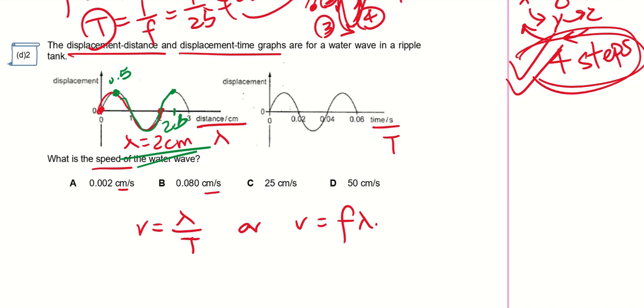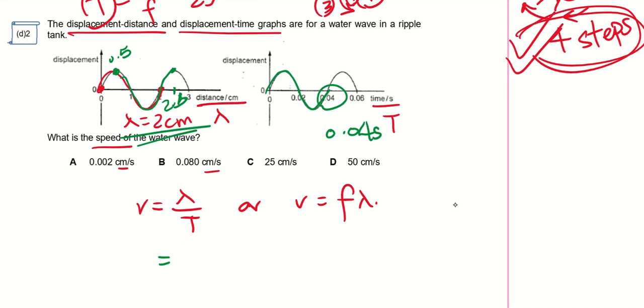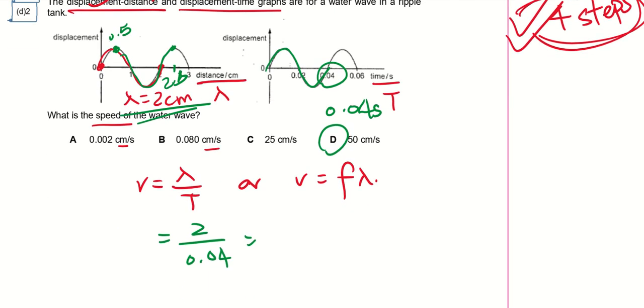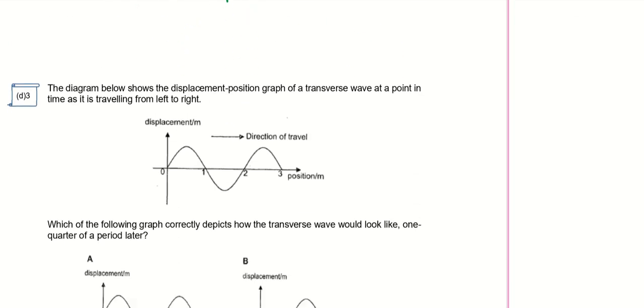Period is the time, look at DT graph to get period. Period is the time taken to complete one wave. One wave is like that, so it will take 0.04 seconds. Okay, now we can use this formula, v equals lambda over T, 2 over 0.04. I will get a value of 50 cm per second. Okay, so this is how we apply v equals f lambda. This is how we get information from DD and DT graph.